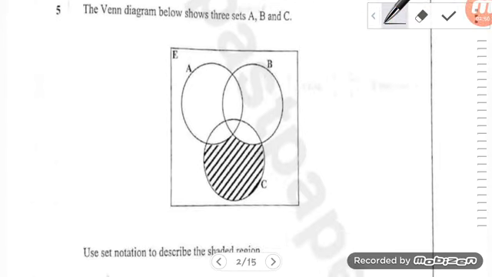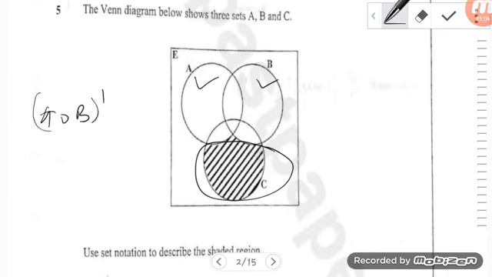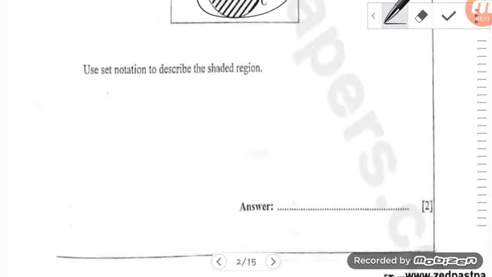So when you look at this, the only part that has been shaded is the C part, and in this case we are only considering the elements that are in part C. But therefore we also need to take into consideration the union of A and B. So we are saying the union of A and B. So elements not found in the union of A and B, only found in the intersection of C, and that gives us the answer.